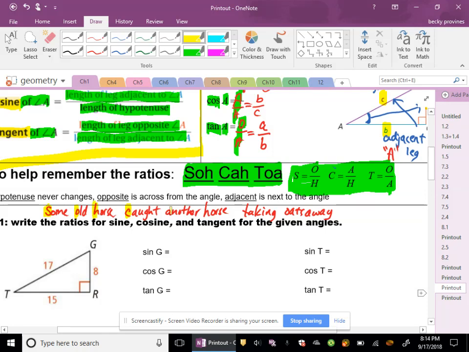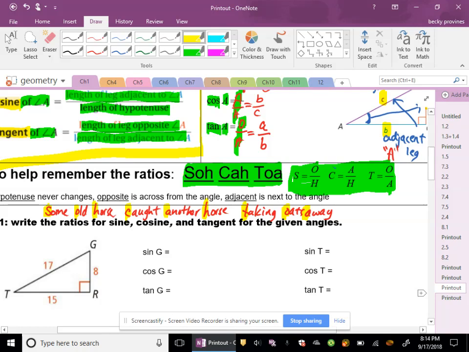If you look at the first letter, this is Sohcahtoa. Some old horse, that's S-O-H. If you look up here, notice that's the same thing. And then caught another horse, that's C-A-H, which is cosine over adjacent over hypotenuse. And then toa, T-O-A. Tangent is opposite over adjacent.